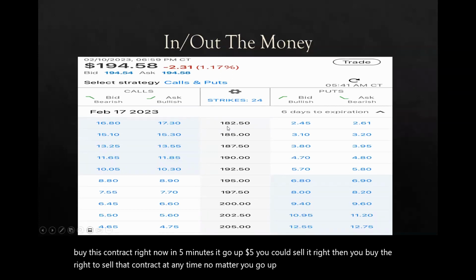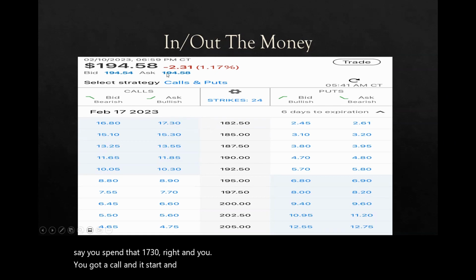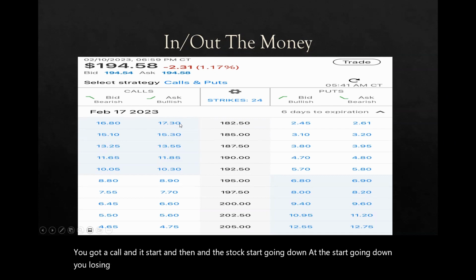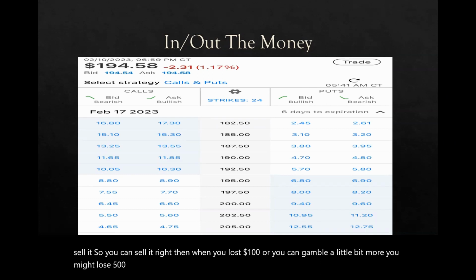Because the thing about it is, let's say you spend that $1,730 and you got a call, and the stock starts going down. As the stock goes down, you're losing money because you bet on the call. But at any time before you lose it all, you can sell it right then, whether you lost $100, or you can gamble a little bit more. You might lose $500, or you can ride it all the way out to the 17th and lose it all. You see what I'm saying?